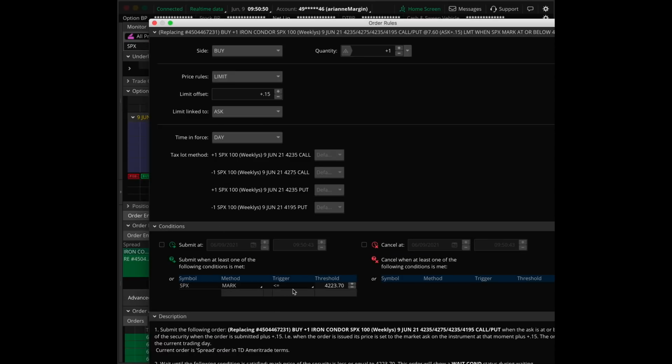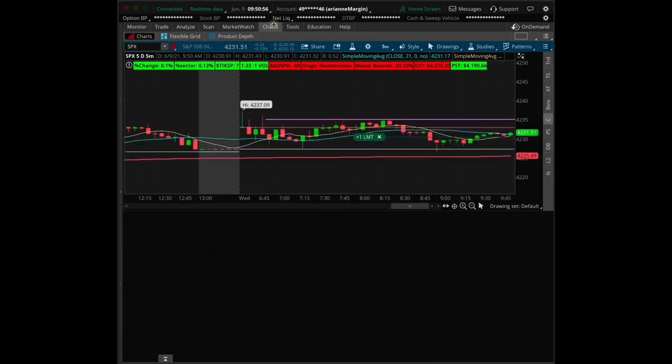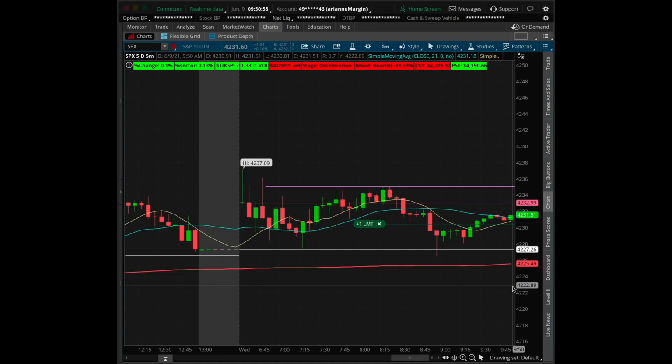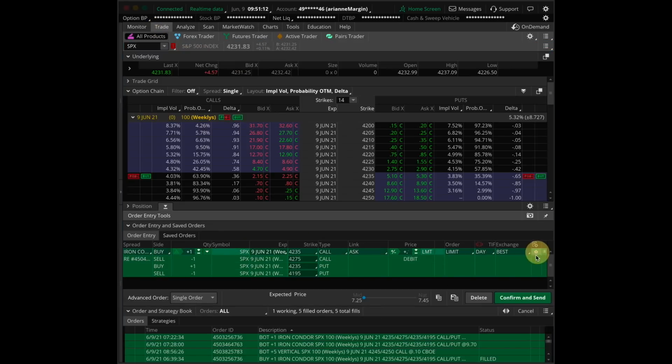And I'm going to bring in the threshold at which I want to be stopped out. So I previously had it at 4223, which is way down here. Now, why would I wait for SPX to drop that low? Because then this contract will turn into a big loser. So I'm going to bring it up until this level, 4228.08. So let me get back there.